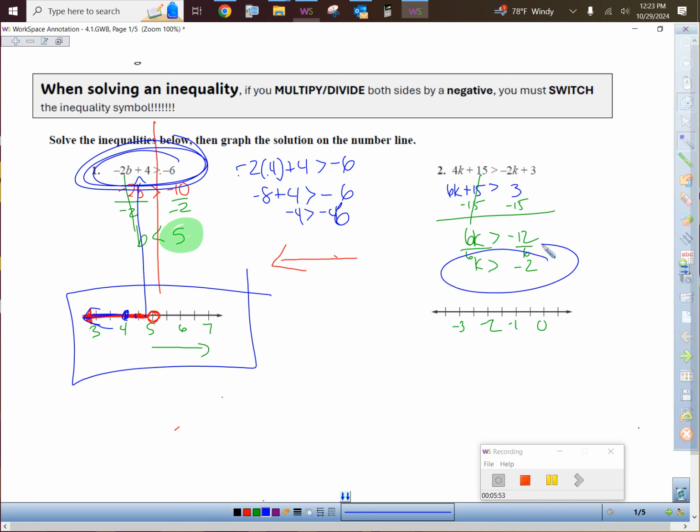What kind of dot? Open dot, which means not included, or closed dot. Open dot. And that's a greater than, so we're going to go to the right. Any number that you pick that's bigger than negative 2 will make that original statement true when you substitute that back in.